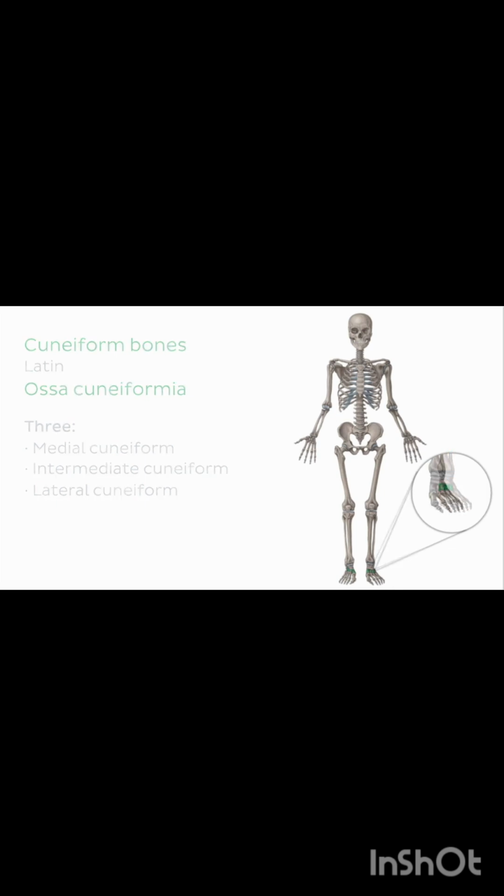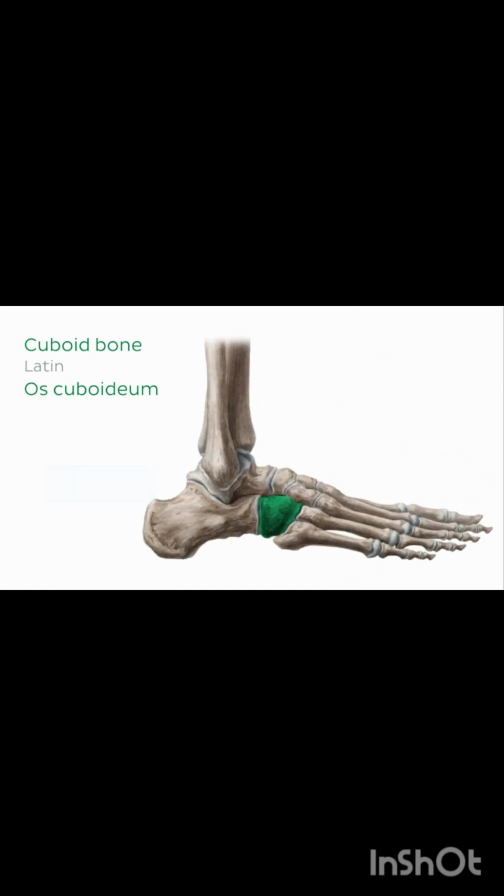The last tarsal bone is the cuboid bone. If we view this bone from the side and zoom in, we can see that it articulates with the calcaneus posteriorly, the lateral cuneiform medially, and the 4th and 5th metatarsals anterolaterally.